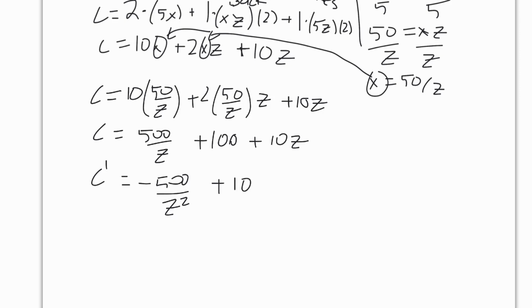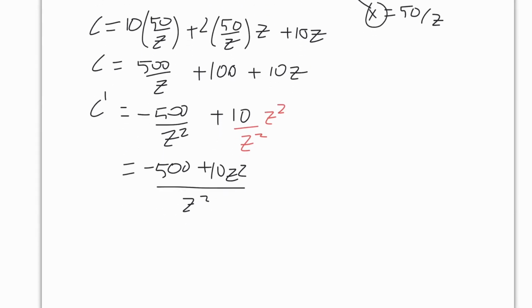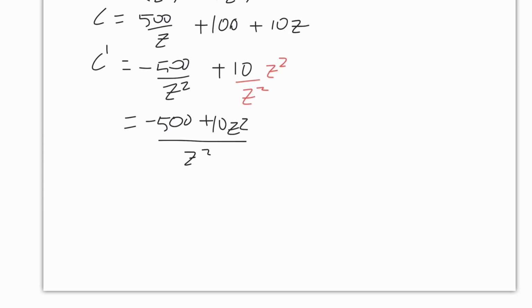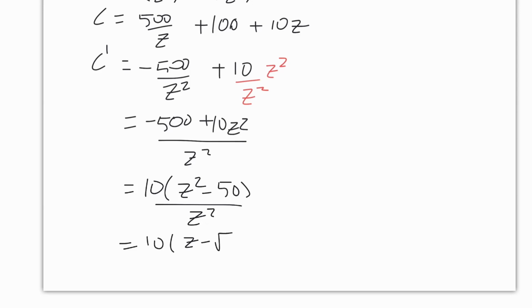Now again, we're always trying to set this equal to 0, which means we're going to need to do a little common denominator business. So this is over z squared over z squared. We need our proper sign diagram set up, so this will be minus 500 plus 10 z squared over z squared. We can do a little bit of rearranging and factoring here. So 10 will factor out, z squared minus 50, which will give you 10 times z minus root 50, z plus root 50, over z squared.